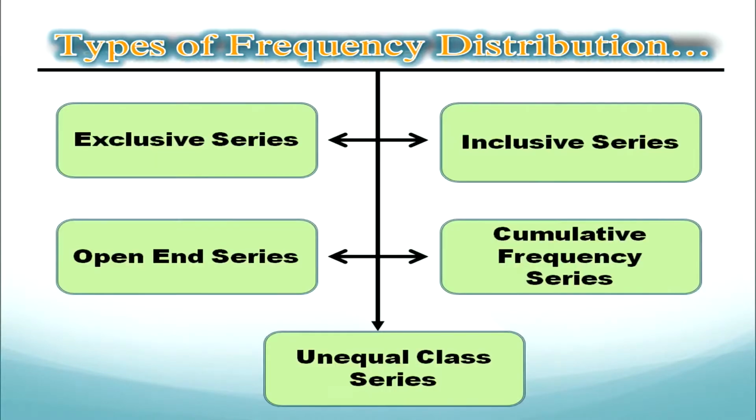So, once we have done with the concepts of frequency distribution, we are able to construct different types of frequency distribution. Students, there are 5 types of frequency distribution which we are going to learn. The very first is exclusive series, the second is inclusive series, the third is open end series, the fourth is unequal class series and the fifth cumulative frequency series.